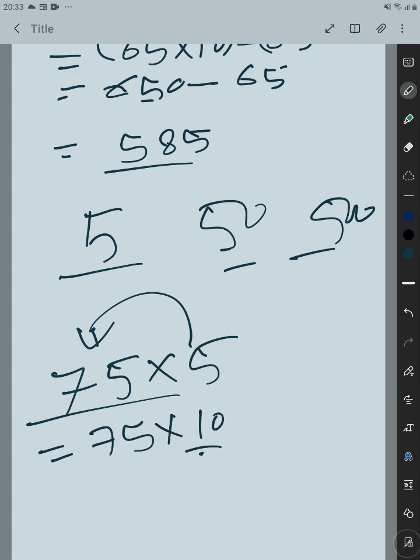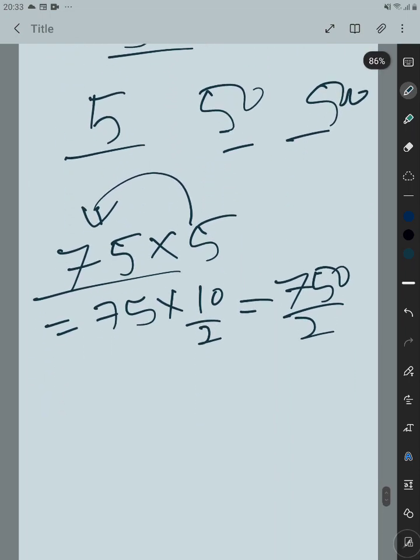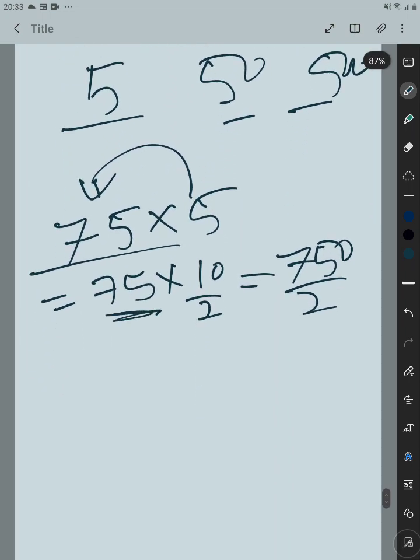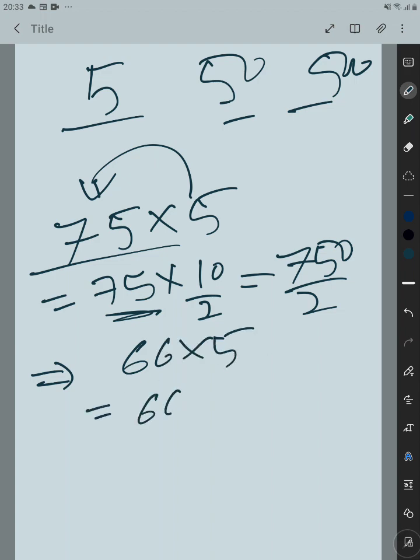by 10 upon 2. So this will be 750 upon 2. Actually we should have taken an even number here for better understanding, but anyway this is the process. And let's take another number that is even also. So let's take 66 multiplied by 5. So we can write this as 66 multiplied by 10 upon 2.